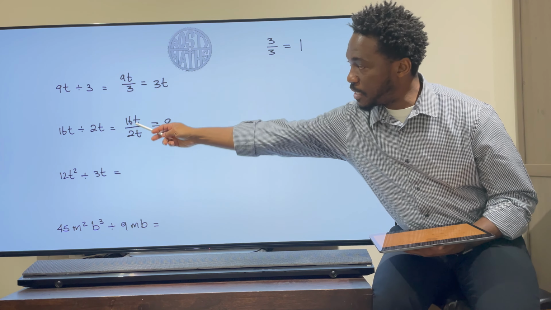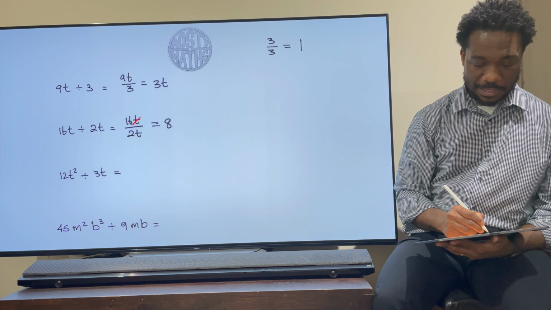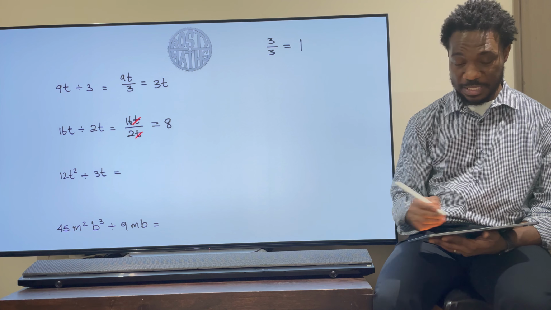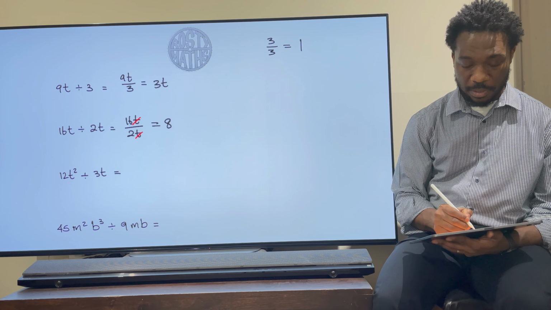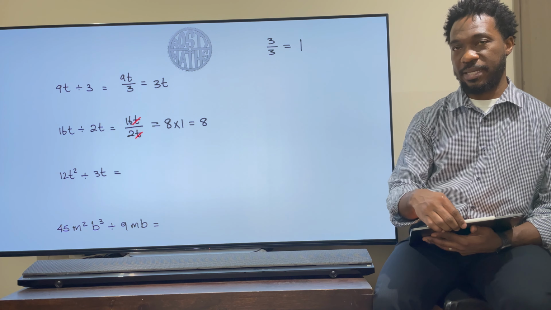So this t divided by t, we will say that it's cancelled out. And the reason why it's cancelled out, because t divided by t is 1. And if I multiply 8 by 1, I'm still going to get 8. So we cancel it out.